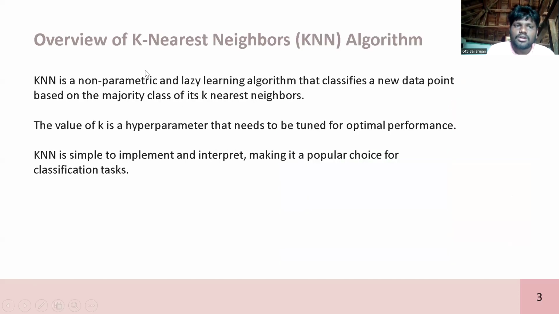Overview of the K-nearest neighbor algorithm. K-nearest neighbor is a non-parametric and lazy learning algorithm. It classifies a new data point based on the majority class of its K nearest neighbors. The value of K is a hyperparameter that needs to be tuned for optimal performance. K-nearest neighbor is simple to implement and interpret, making it a popular choice for classification tasks. It assigns the majority class among the points nearest to the data point.